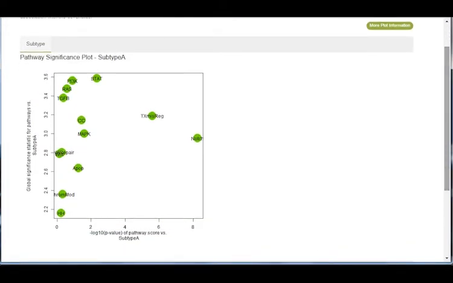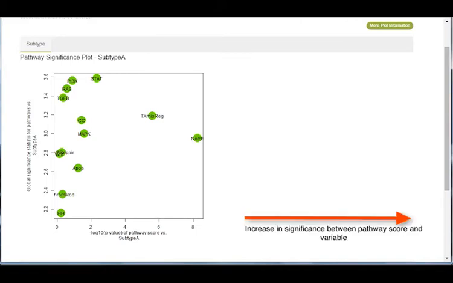The horizontal axis summarizes the association between a pathway score and the variable. Essentially, we're rerunning the linear regressions from the differential expression analysis using pathway scores instead of genes. Each pathway's position on the horizontal axis shows its negative log 10 p-value. Simply put, pathways on the far right side of the plot have more statistically significant associations between their pathway scores and the variable in question. Here, the subtype A versus normal contrast.